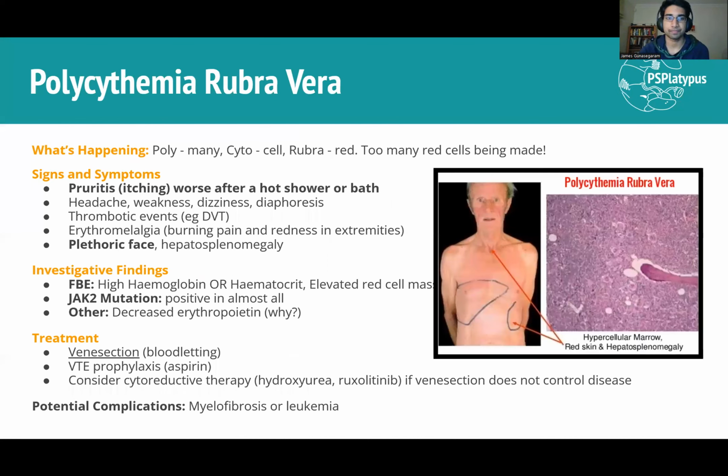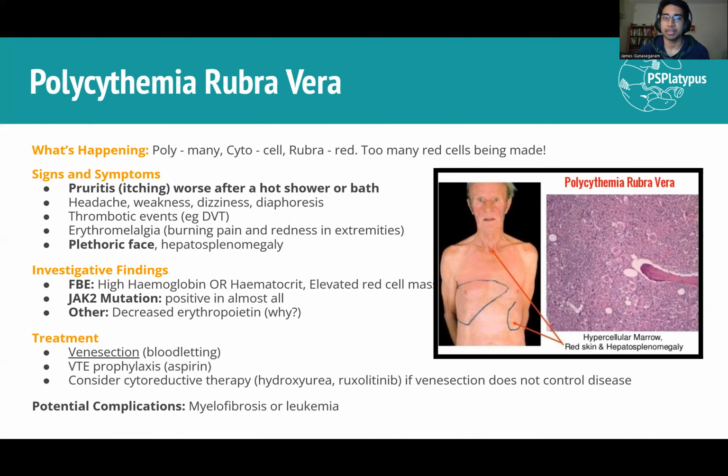Okay. All right, so in terms of the high-yield ones and stuff that's going to come up on your exam, polycythemia rubra vera is a pretty good one. It's also a good one because the name, like it's right there in the name. So you have too many red cells. In terms of what you're actually likely to see as symptoms and what's likely to come up.